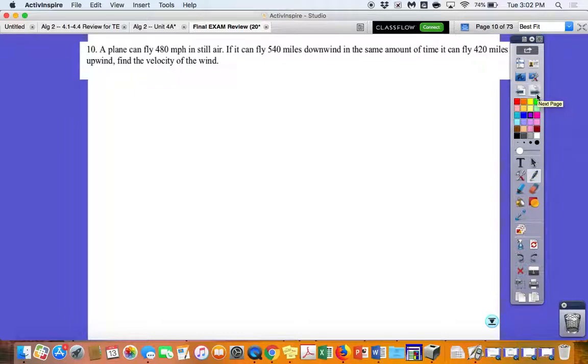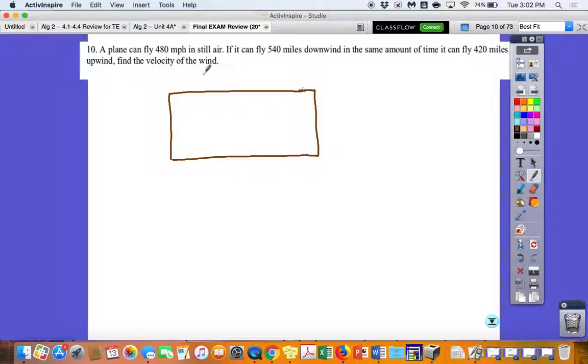Okay, we got a plane can fly 480 miles per hour in still air. Well, if it can fly 540 miles downwind in the same amount of time, it flies 420 miles upwind. Find the velocity of the wind. Okay, I can't even remember if we did these, quite honestly. But it does need a chart. So you do need the chart.